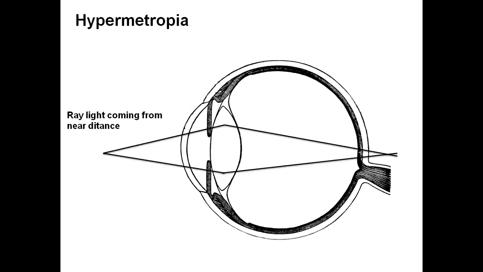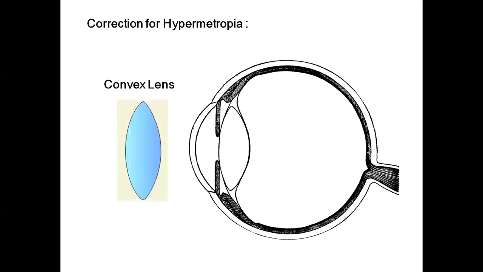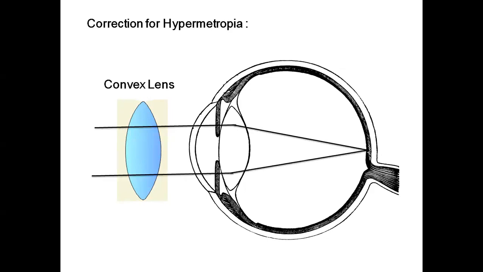Solution: regarding this defect, we put a convex lens near the eye. Then after passing through the lens, the rays meet on the retina directly. At that time we see a clear image of near objects also. So this is the second, what is hypermetropia.